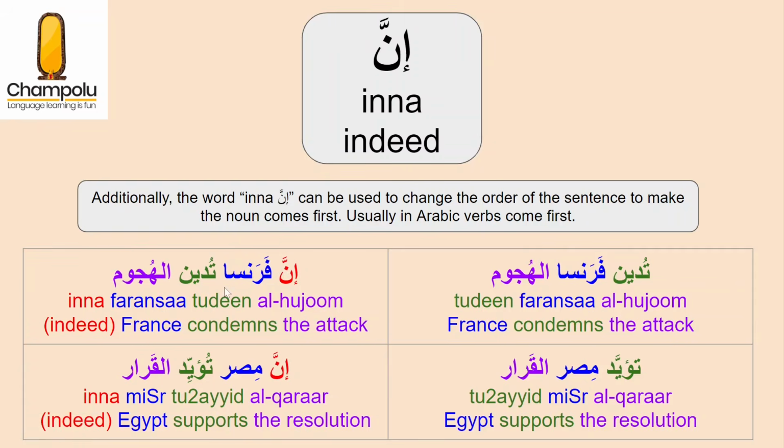So you find that the noun here, which is France, comes first and then the verb. And same for this other example. تؤيد مصر القرار. So Egypt supports the resolution in the context of the United Nations and stuff. So if you want to use inna, in this case, it would be إن مصر تؤيد القرار. So in this case, you find that the noun مصر or Egypt comes first and then the verb تؤيد, which means supports.